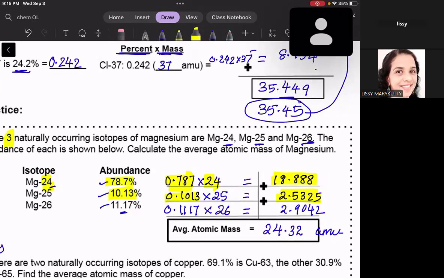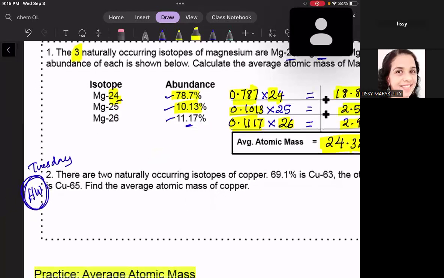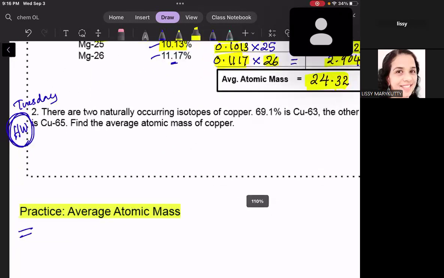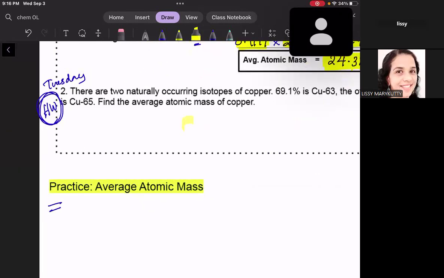Repeat that for the third one, which is 11.17%, which is 0.1117, times 26, you will get this number. You add everything and round to 2 decimal places and you will get 24.32. Okay, stop the video and try the next one, or you can do that as homework. When I come back on Tuesday, I will check your note packet for this question, and we will do more practice next class.